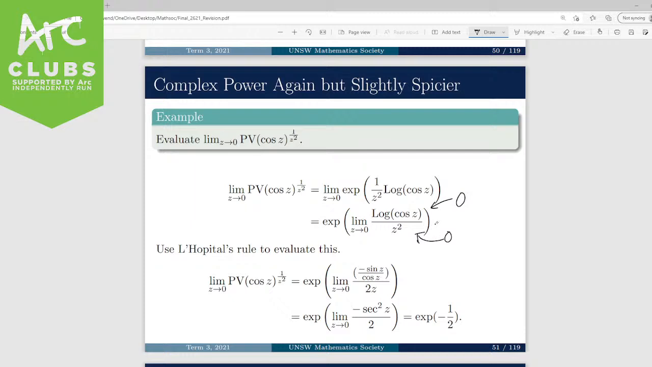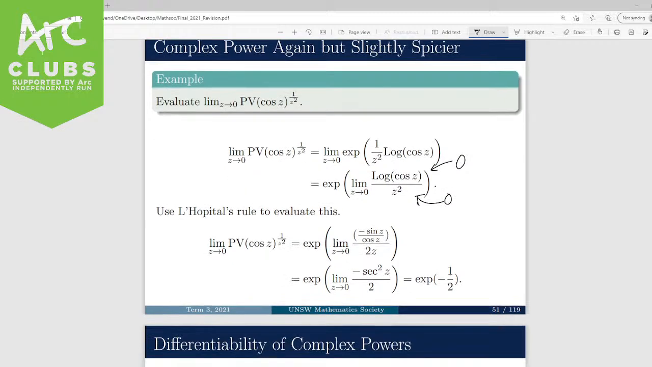So what you gotta do, hopefully this stirs up long forgotten memories. This is you trying to evaluate a limit of 0 on 0. We can use L'Hopital's rule to take care of everything. All you gotta do is differentiate that numerator and denominator. So differentiating z squared gives you 2z. Differentiating that log there gives you negative sine z over cosine z.